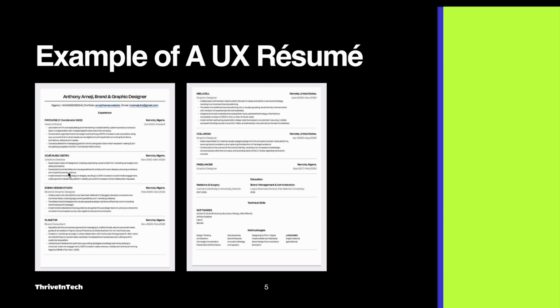If you look at it, you can see that all of the things that you need to avoid, you can't find any of them here. Now, this resume is Harvard standard.